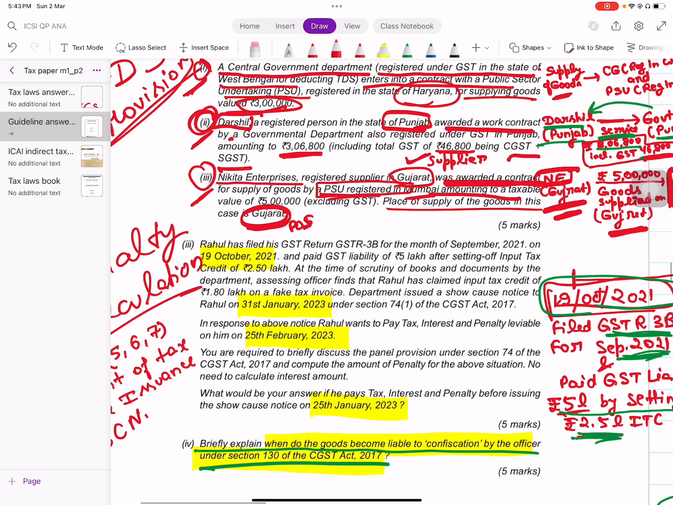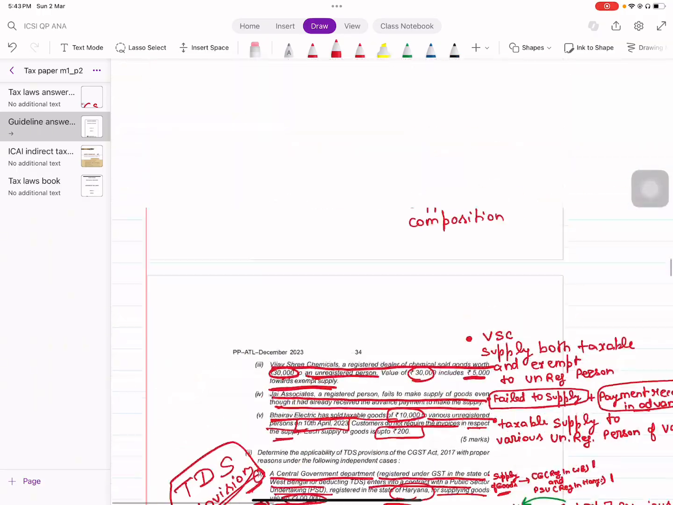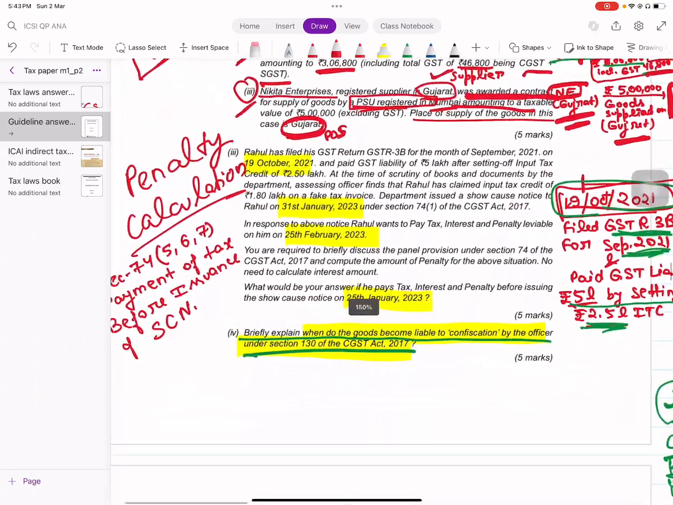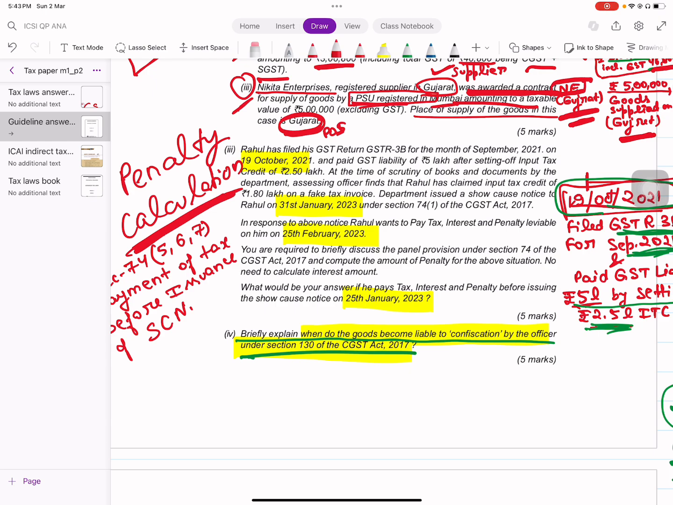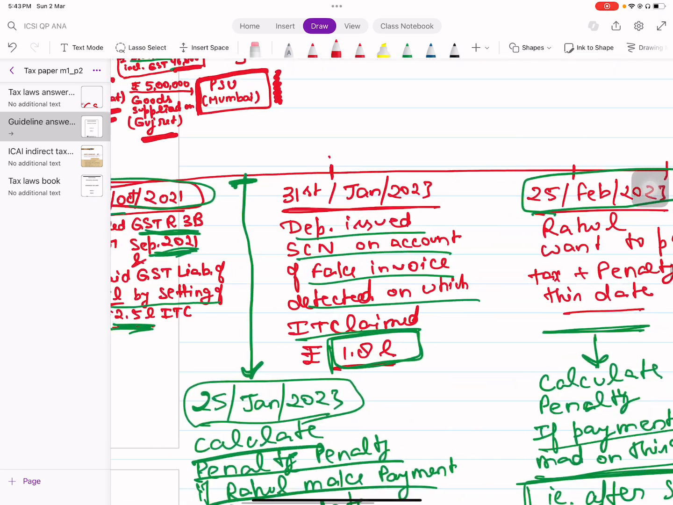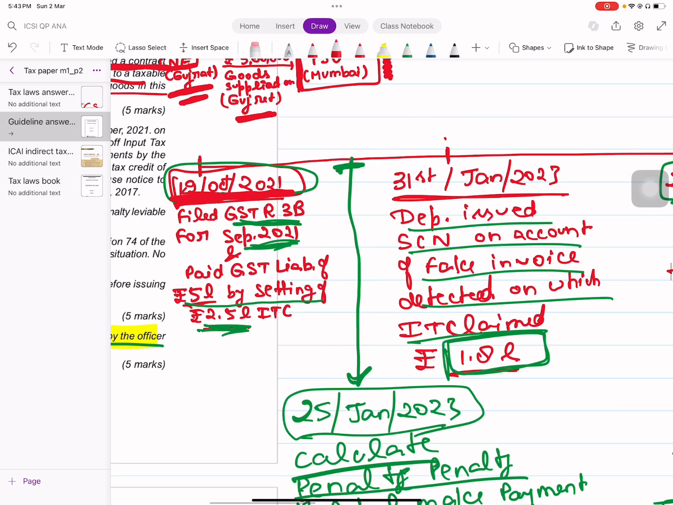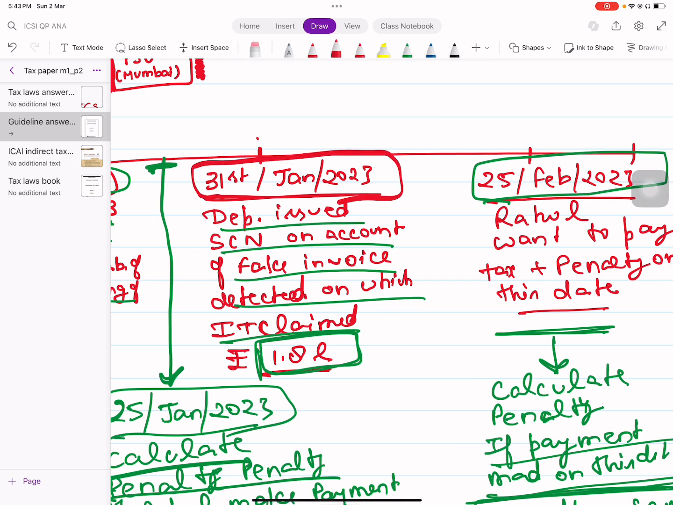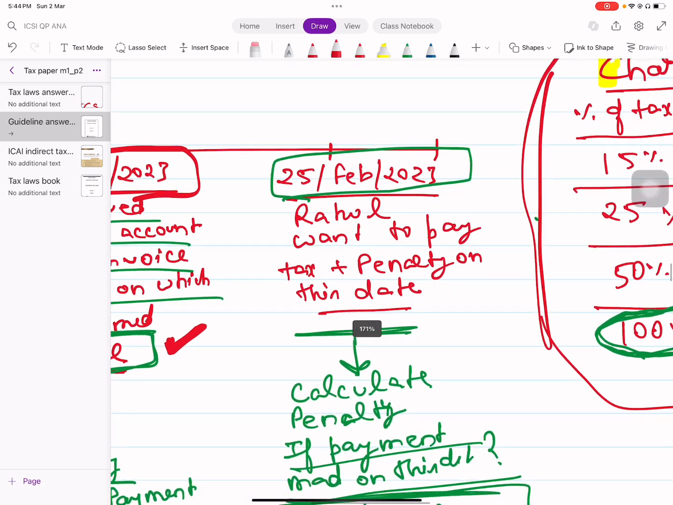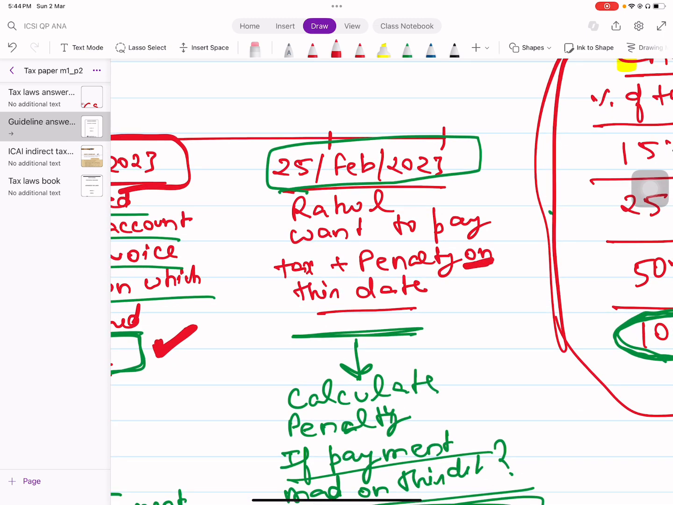Now, next question. In this question, we have to calculate the penalty. Let's understand the question with the timeline method. On October 19, 2021, the supplier filed his GSTR 3B for September 2021 and paid GST liability of 5 lakh by setting off 2.5 lakh ITC. Now on 31st Jan 2023, the department issued a show cause notice on account of a fake invoice detected, on which ITC claimed was 1.8 lakh rupees. Now on 25th Feb, Rahul wants to pay the tax and penalty on this date.